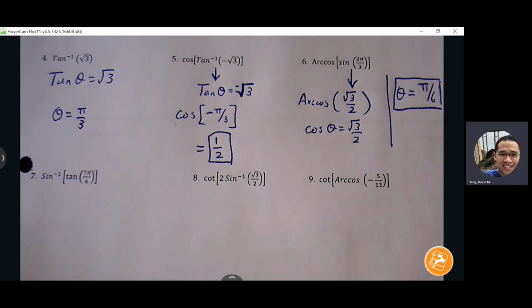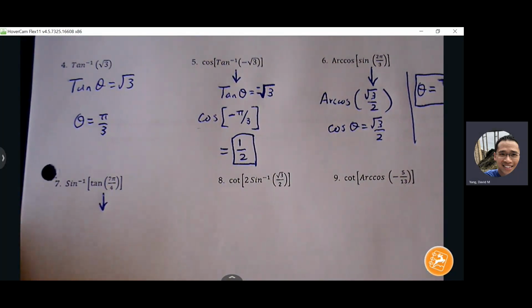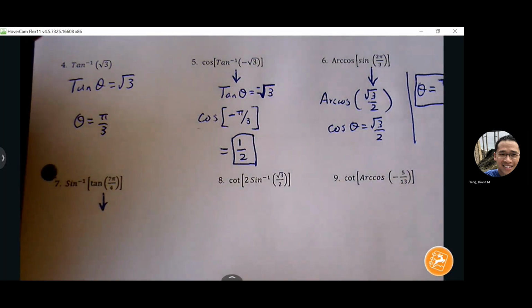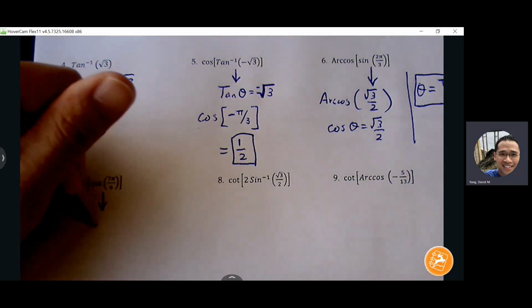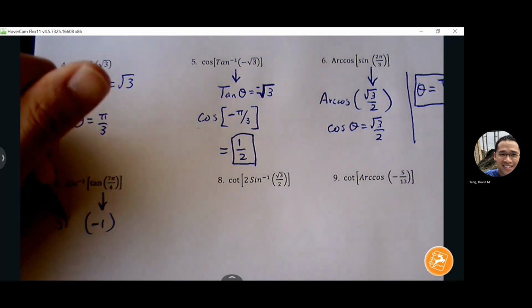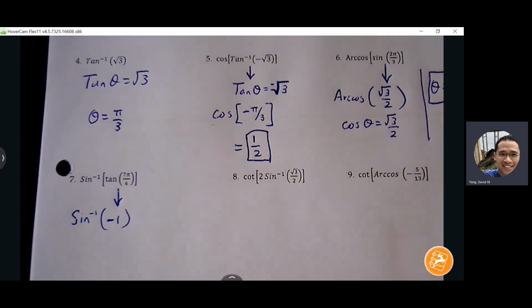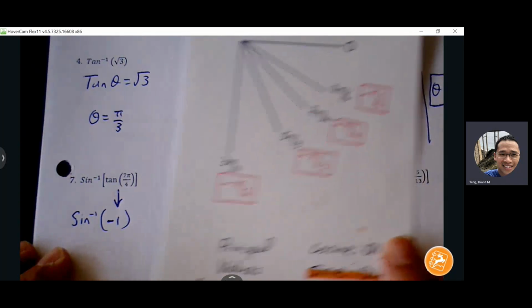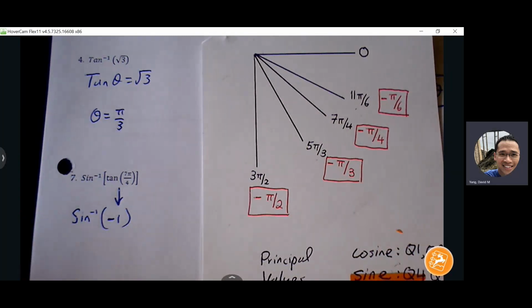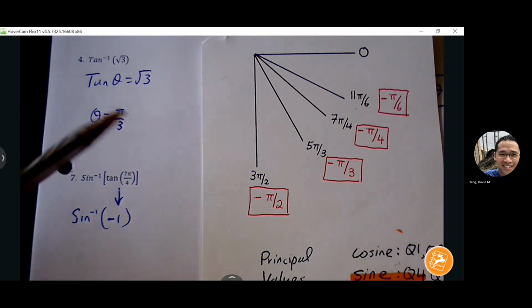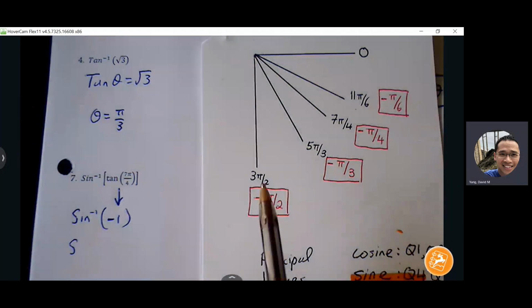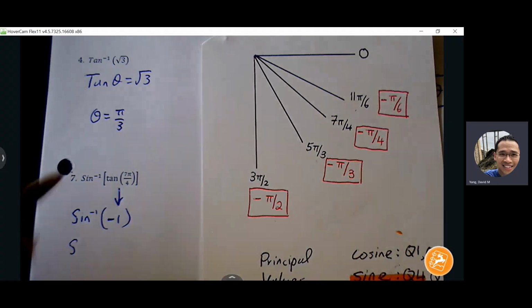Okay, inverse sine of tangent of 7 pi over 4. We work the inside bracket first. What's tangent of 7 pi over 4? -1, good. Fourth quadrant, tangent is -1. Inverse sine of -1. We know we have to involve fourth quadrant here. So where is sine equal to -1? Good, right. Normally you would say 3 pi over 2, but because of principal values, we have to adjust it.